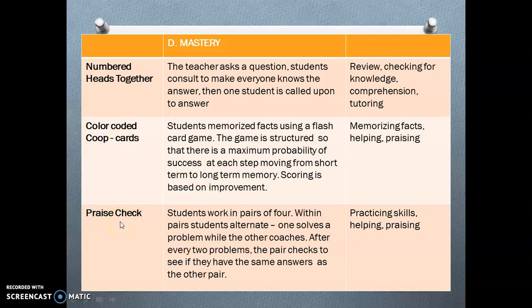Okay, so next is the praise check. So, how is this done? So, students work in pairs of 4. Okay, so, sa isa ka grupo, meron tayong 4. So, dalawang pair. Meron dito. So, within pairs, students alternate. Okay, let's say for example, mathematics subject, pwede din naman science.